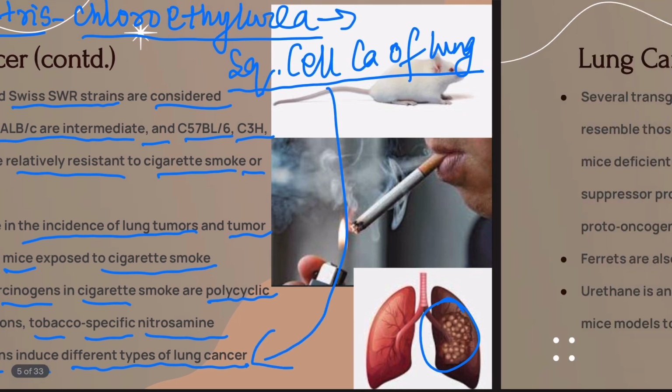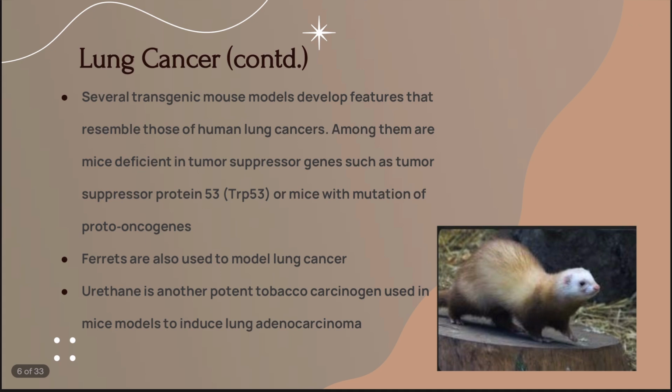So now let's move on to the next slide. So we have several transgenic mouse models. Okay, so what do we mean by transgenic mouse models? Transgenic mouse models are basically mouse models which have some of the genes from the human being. So they will be replicating the human process, that is the physiological process or, even better, the pathological process which occurs in the human.